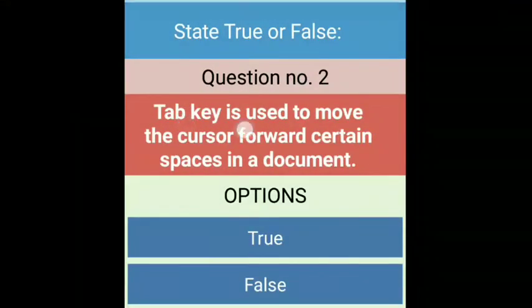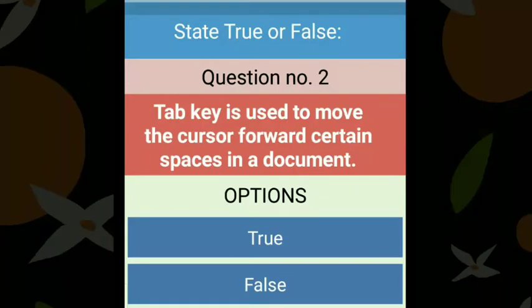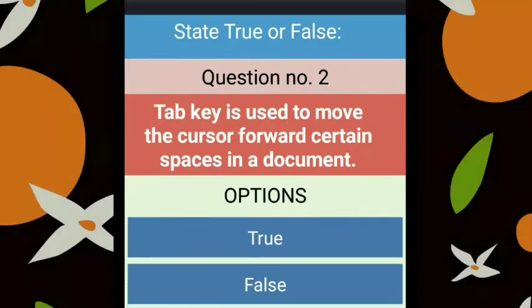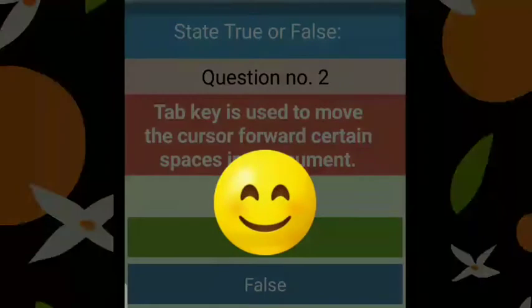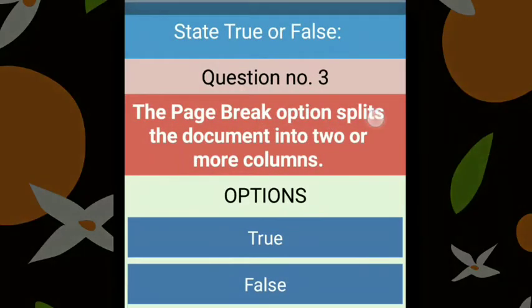Second question is tab key is used to move the cursor forward certain spaces in a document. Means tab key को use करके हम forward की तरफ move करते हैं. Is it true? Yes, this is true. Right answer.